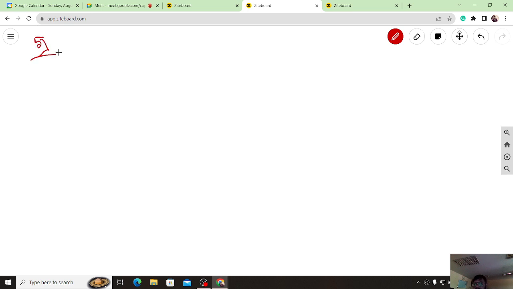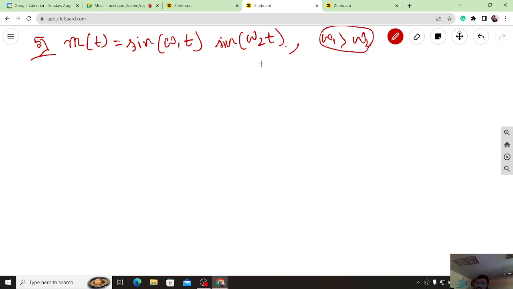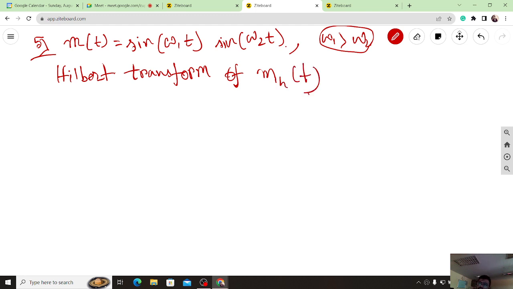Now let us move to the fifth question. So the fifth question is, we have a signal m of t that is sine of omega 1 t times sine of omega 2 t, with the condition omega 1 is greater than omega 2. We have to find the Hilbert transform of m(t), that is m_h(t).